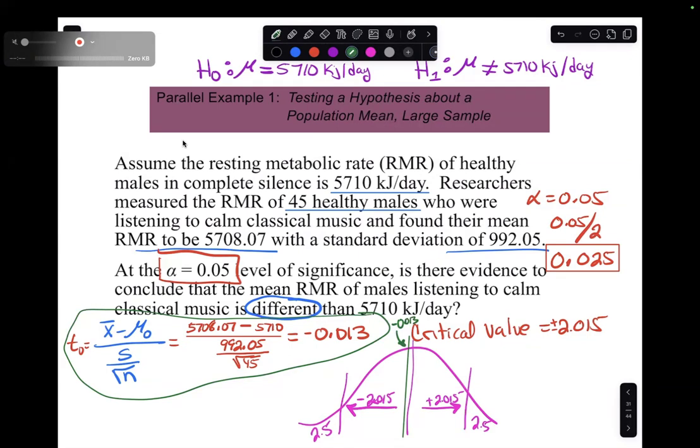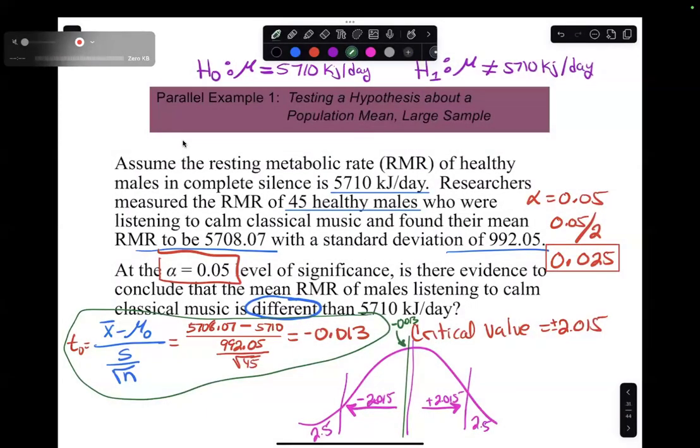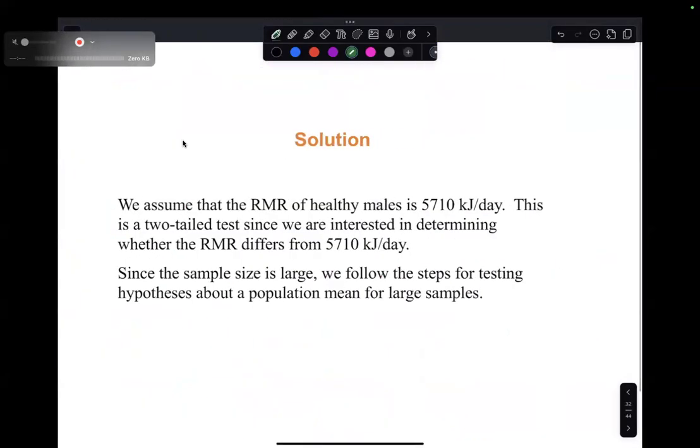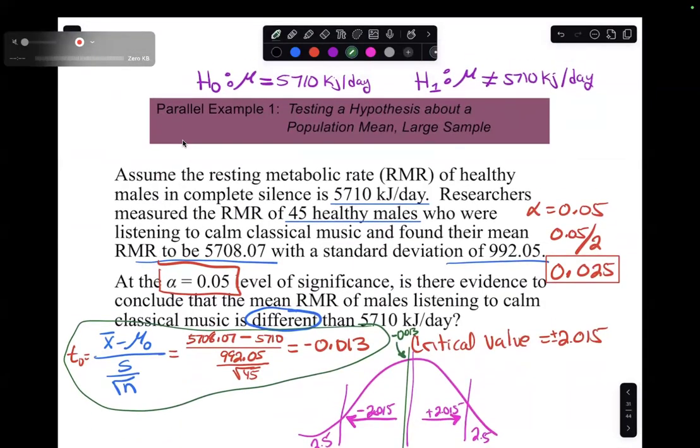I would state my conclusion, which would probably be that since my test statistic of negative 0.013 is greater than the critical value of negative 2.015, I fail to reject the null hypothesis. It's probably what I would say.